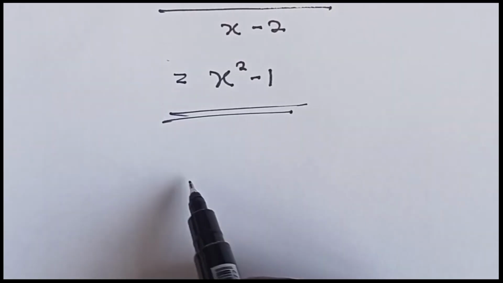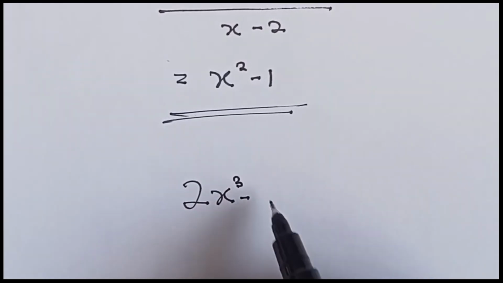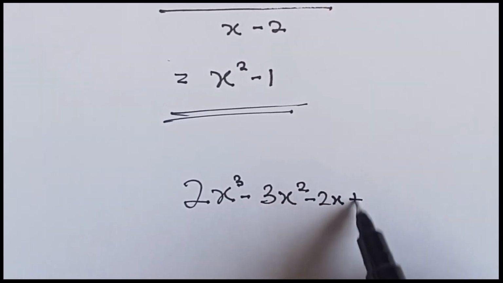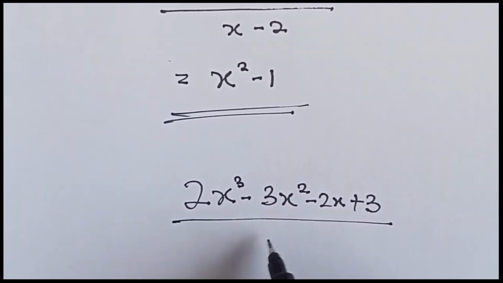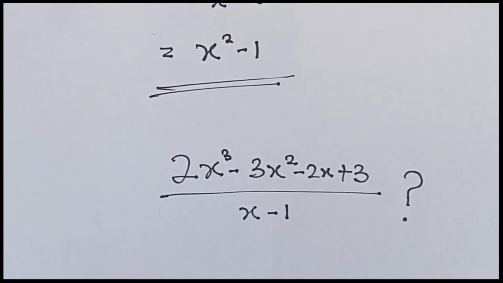So divide 2x raised to the power 3 minus 3x raised to the power 2 minus 2x plus 3 by x minus 1. This is what we should try, and drop our answer in the comment section.